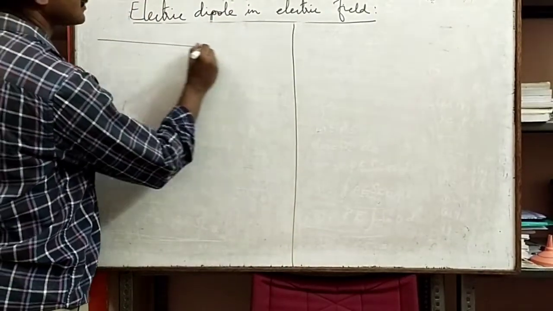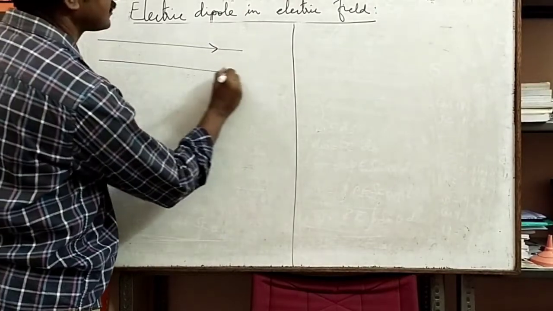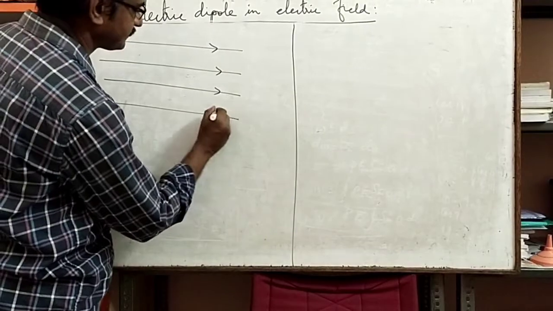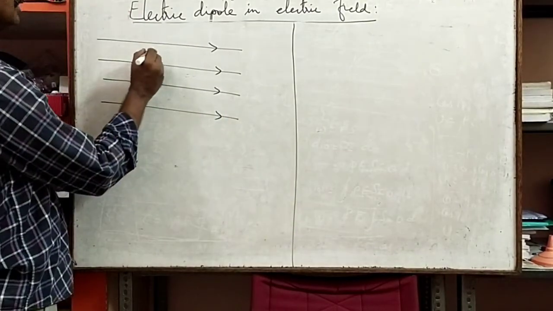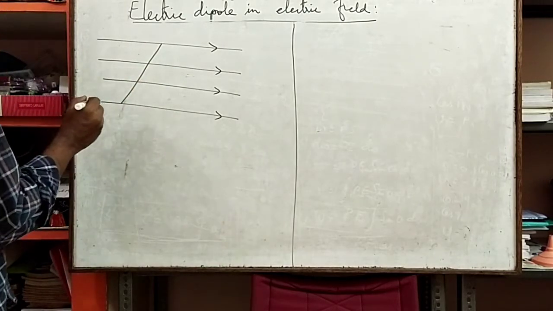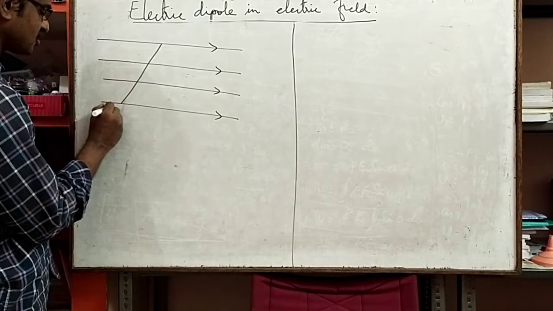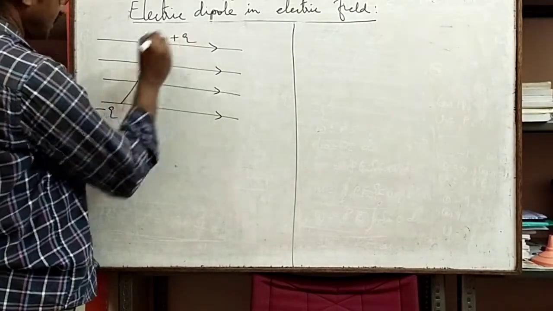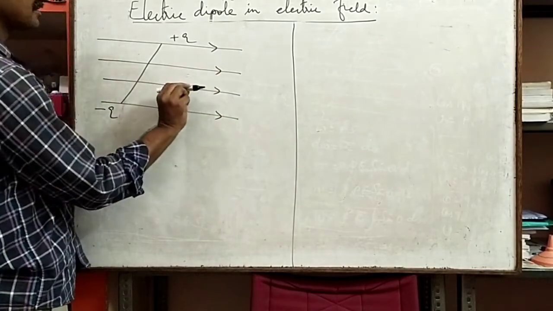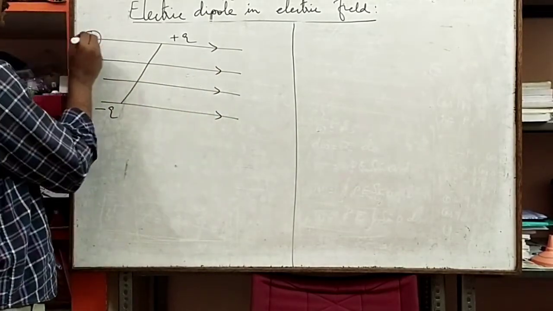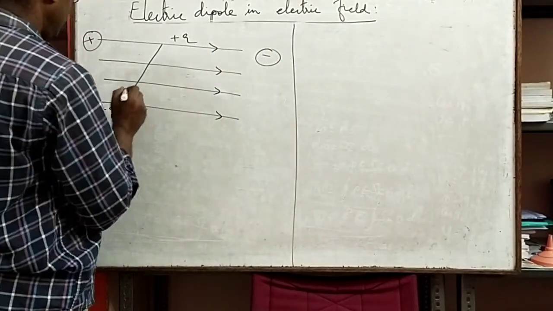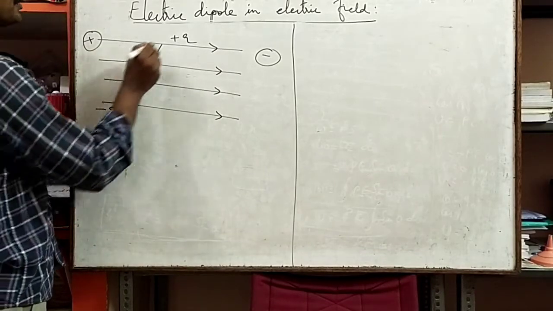Imagine this is a uniform electric field. In a uniform electric field, the lines of force will be parallel to each other. Imagine a dipole is kept like this in the uniform electric field. Imagine minus q is here and plus q is here. The arrow mark indicates that the electric field is acting along this direction. And in the electric field, this is the positive side, this is the negative side. And this is negative charge, this is positive charge.